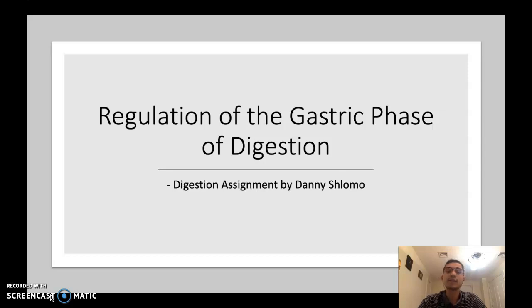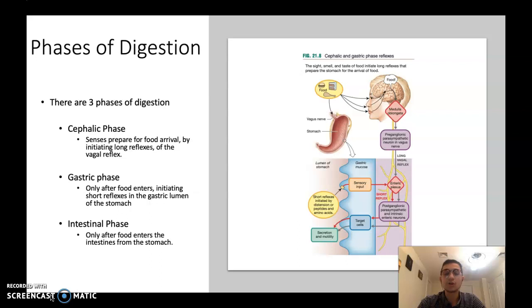And today I wanted to talk about the regulation of the gastric phase of digestion. So to start off, there are three different phases of digestion. We have the cephalic phase, where once our body senses food, whether it's touch, sight, or smell, through long vagal reflexes, we're able to go to the target cell, which is able to make secretions, as we're going to see later on what those secretions are.